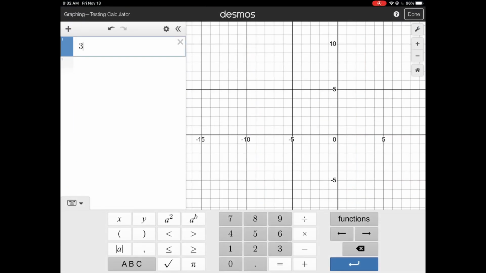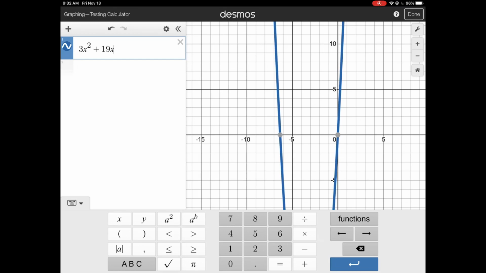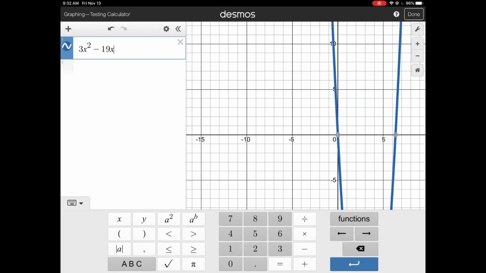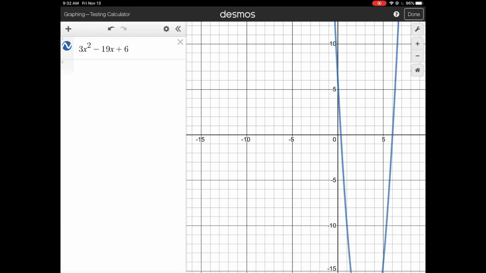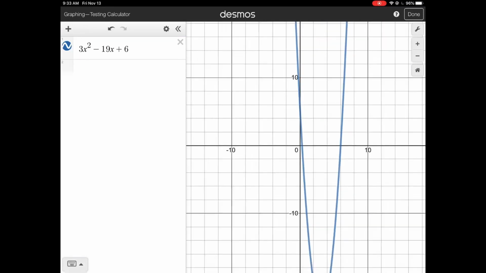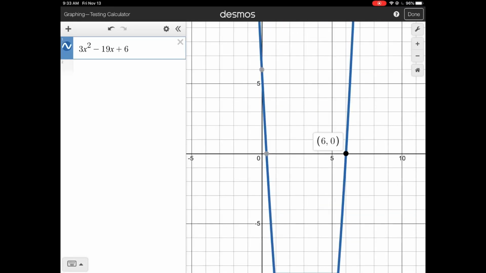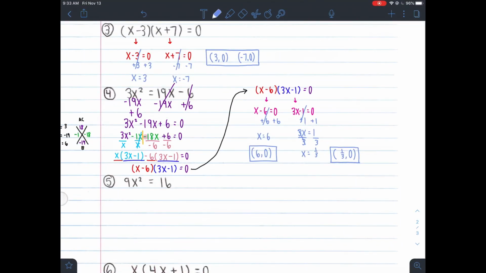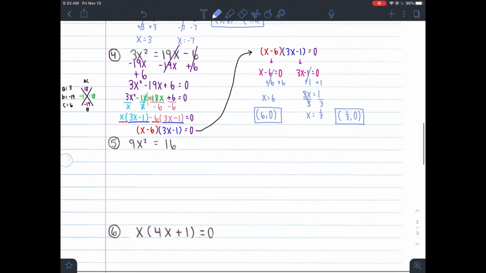Now, if I want to graph this, it has to be equal to 0. So I can't just type in 3x squared equals 19x minus 6, which is what it says on your paper. Everything needs to be equal to 0. So I'd have to have 3x squared minus 19x plus 6. Now here you'll notice that the quadratic crosses the x-axis twice, once at positive 6 and the other at 0.333 repeating. Remember, 0.3 repeating as a fraction is 1/3. So we do have those 2 x-intercepts. One of them just happens to not be a whole number.